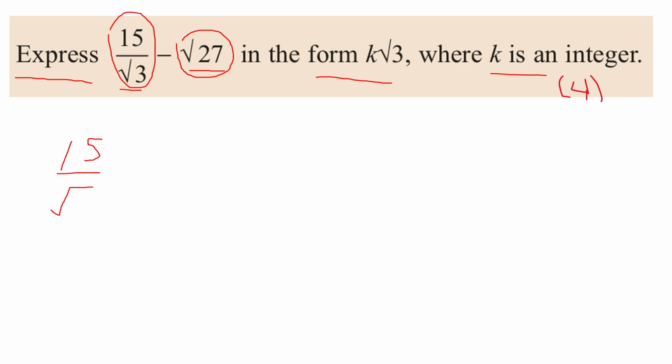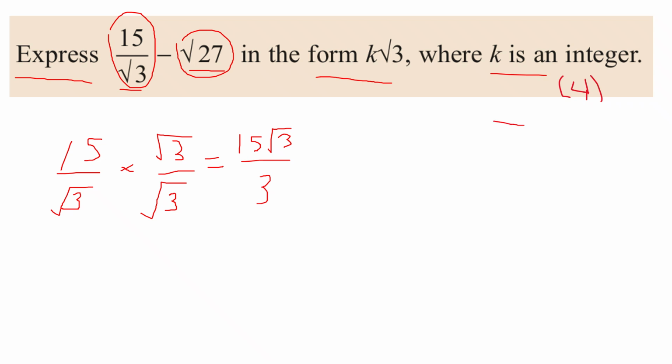Now to write it in the format of something root 3, I'm going to rationalize it, so I'm going to times top and bottom by the denominator, so root 3 over root 3. You'll see why in a second. Multiplying fractions, I multiply top by top, bottom by bottom. 15 times root 3 makes 15 lots of root 3, or 15 root 3. On the bottom, root 3 times root 3 is root 9, which simplifies just to 3.